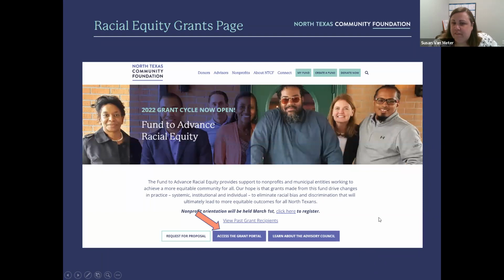On this page, you're going to find things like who are the advisory council members. You're going to find access to the grant portal where you can apply. You can read the full request for proposal, or what people call the RFP here. You can see the past grantees. And then, of course, some of you probably came here and were able to register for today's nonprofit orientation.